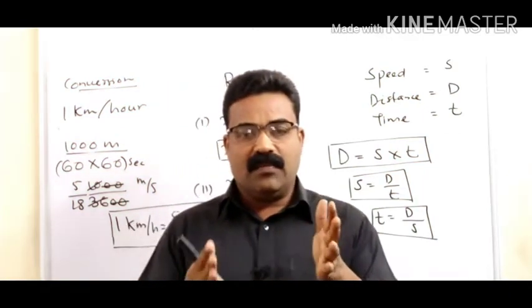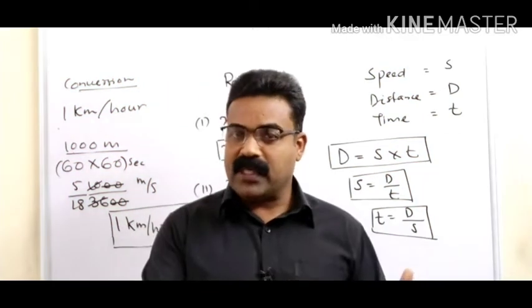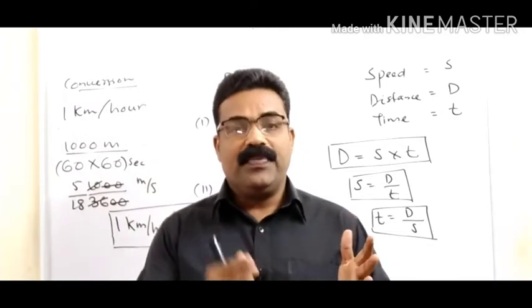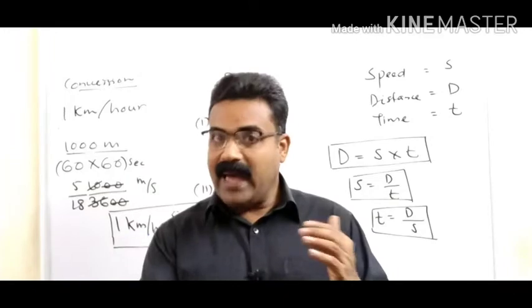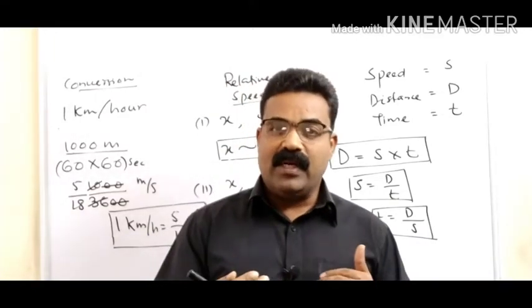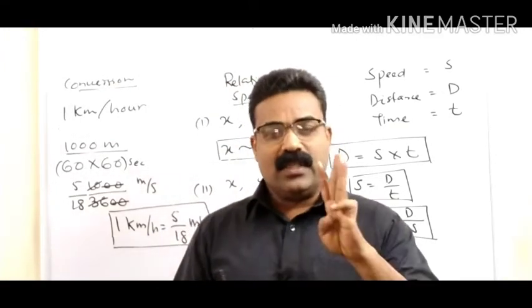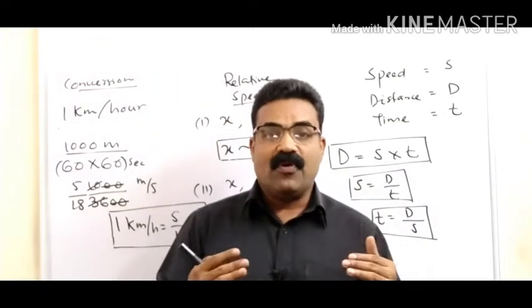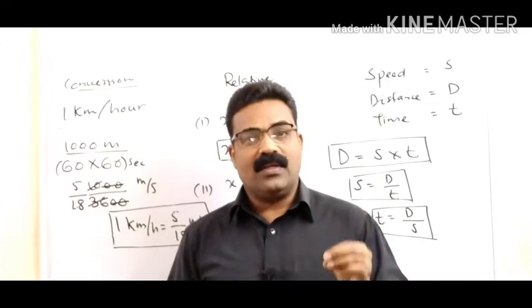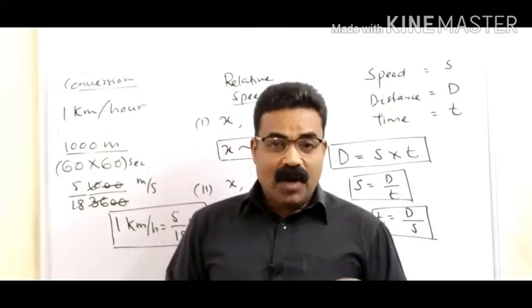If you want to convert kilometer per hour into meter per second, you have to multiply that term by 5 by 18, and if you want to convert from meter per second back to kilometer per hour, then we need to multiply by 18 by 5. So these three parameters are very, very important concepts before approaching the questions based on time and distance. I hope you understood it.